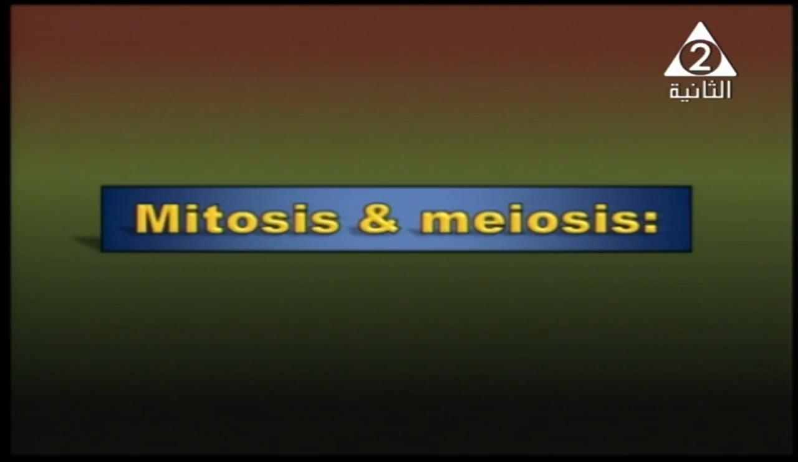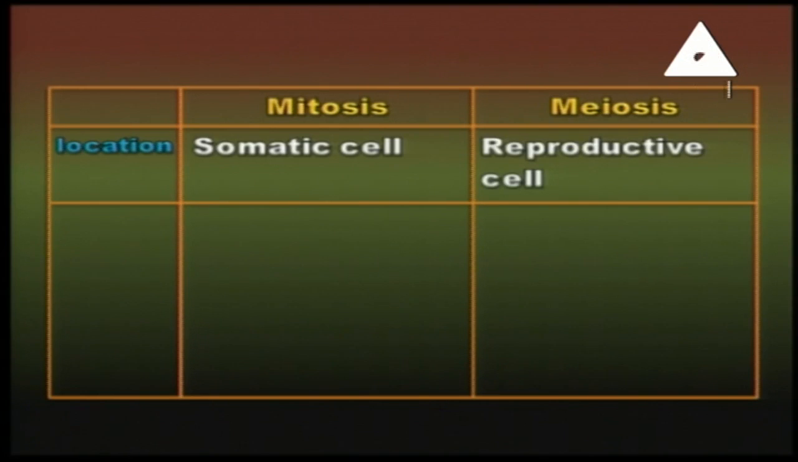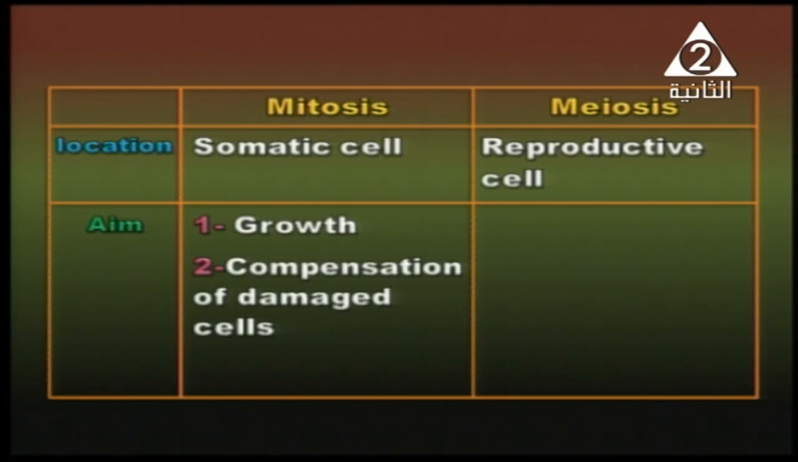Compare between mitosis and meiosis. Location: mitosis occurs in somatic cells. Meiosis occurs in the reproductive cells. What is the aim of mitosis in somatic cells? For growth and compensation of the damaged cells. Mitosis occurs in the somatic cell for the body growth and compensation of the damaged cells in the body.